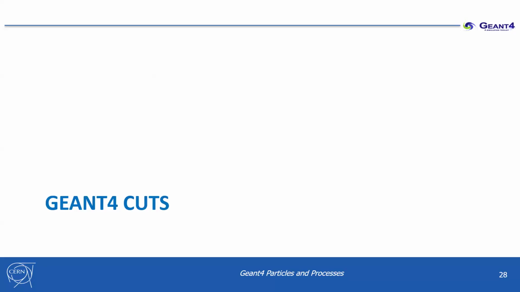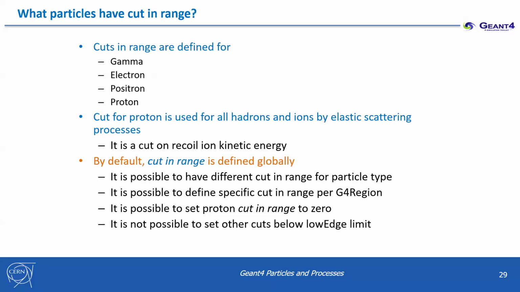The last chapter of today's talk is cuts. Cuts in range are defined for gamma, electron, positron, proton. The cut for proton is used for all hadrons and ions by the elastic scattering process. It is a cut on the recoil ion.